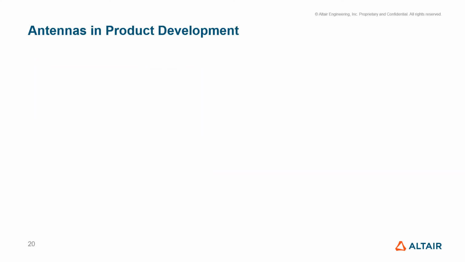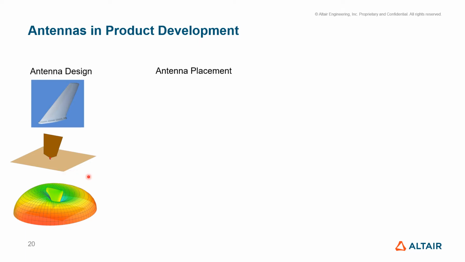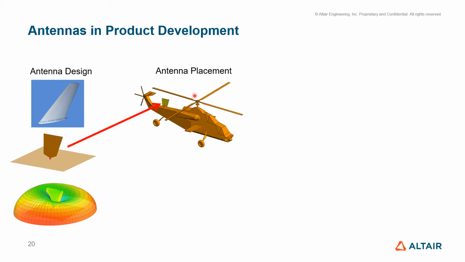How can these tools fit into the antenna product development process? Let's say you have a blade antenna. You design it with your CEM tool, and then of course you compute the radiation pattern. As you can see, it's a very nice pattern with no anomalies or anything like that. It's a nice donut pattern, half donut, because it's on an infinite ground plane. Then you want to place it on a vehicle like a helicopter, for example. I'm just showing this as an example.